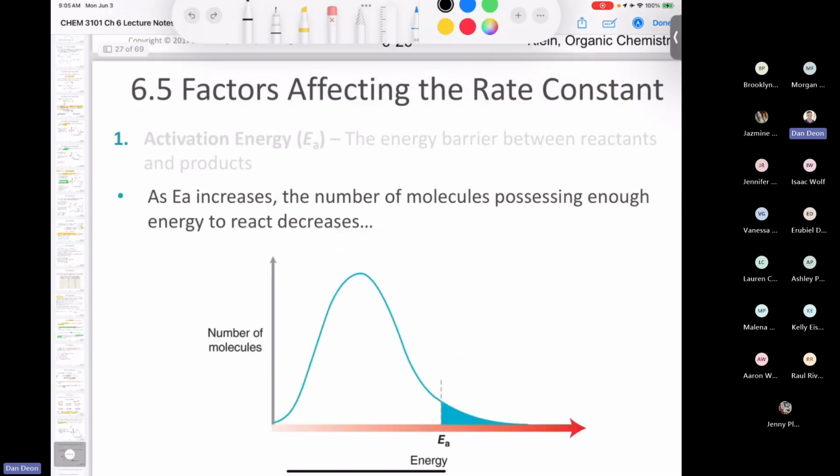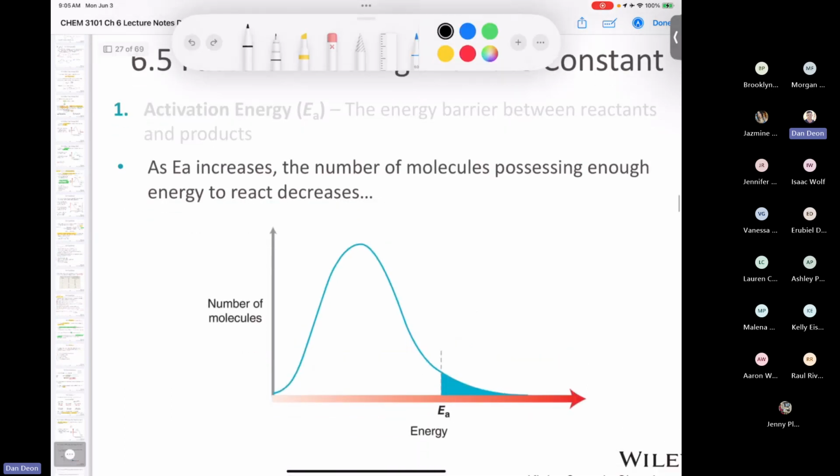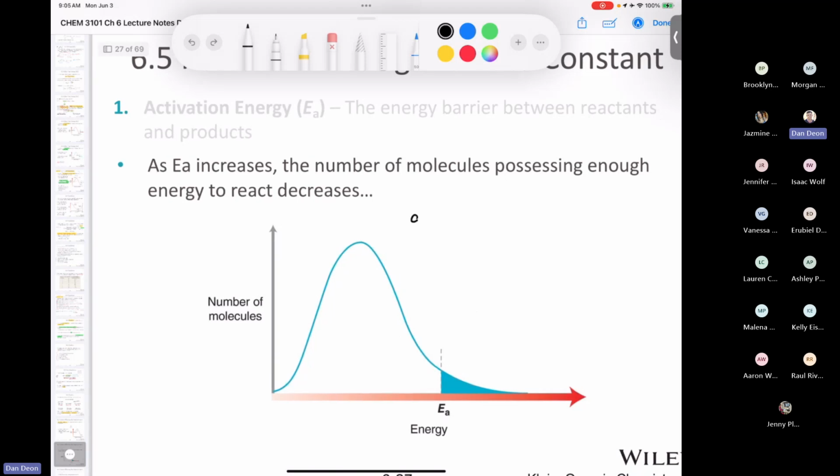If you look at the distribution of the number of molecules and their energy, and this is at constant temperature, we have a huge distribution of energies, but let's say the activation energy is down here. You can see we only have a certain percentage of atoms or molecules that have that necessary activation energy.